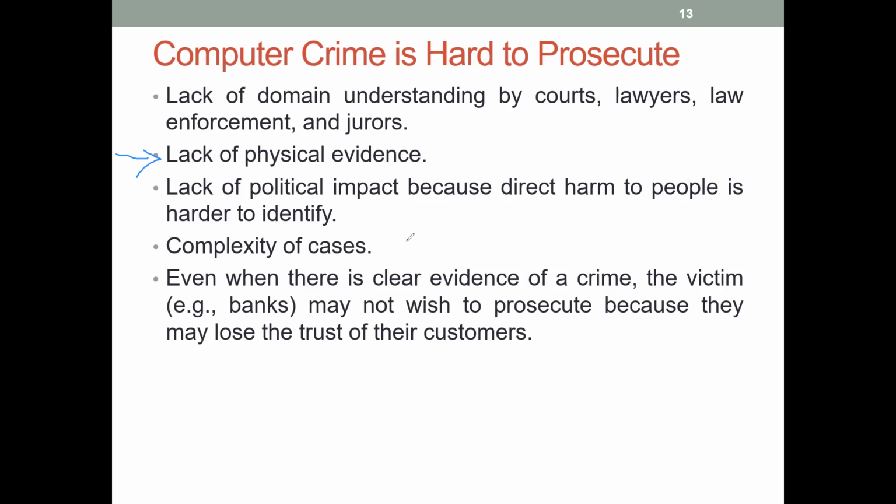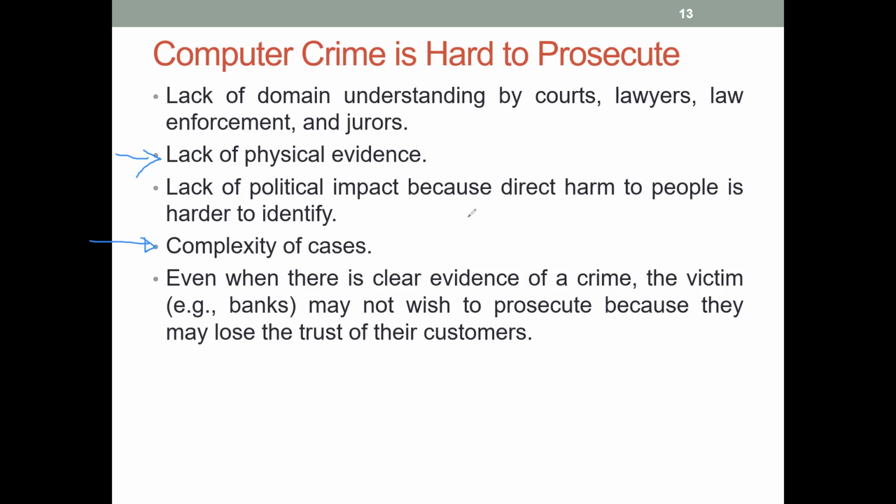The lack of political impact, because it directly harms people, right? So if it's a computer crime, there is no political impact, right? One particular individual is affected by that attack or the criminal activities. Certain individuals are the people who did those attacks, right? So it gives direct harm to the public. Also, the complexity of the cases, right?